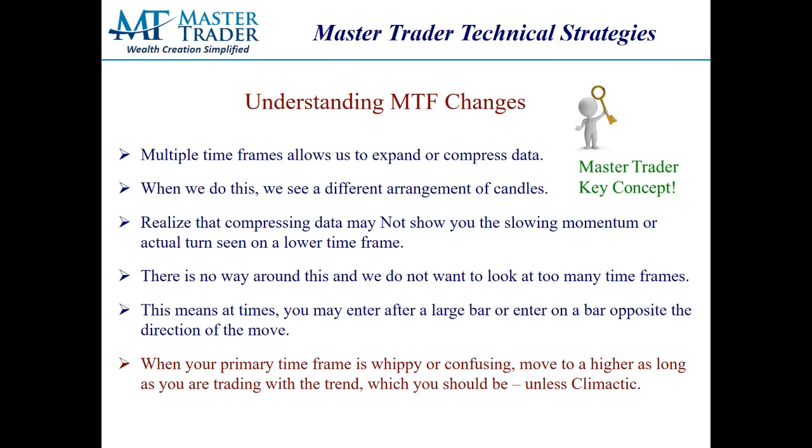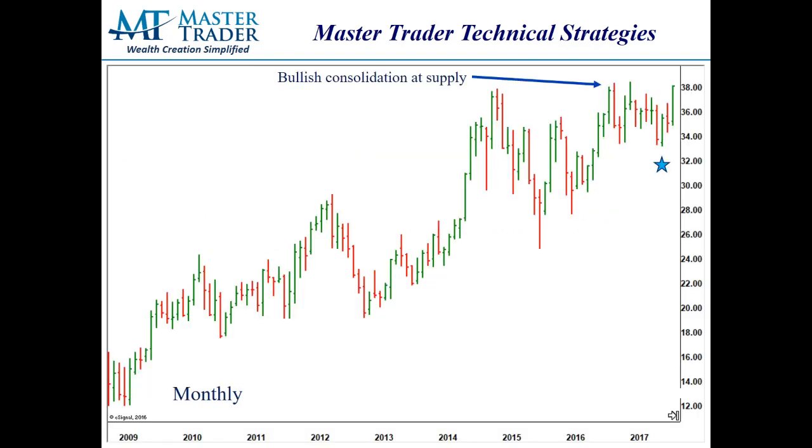And we could then be moving down to a lower time frame to add at the appropriate time. So when our higher time frame, or our primary time frame, is whippy, which will be confusing, we can then move to a higher time frame and compress that data, and it should bring clarity to what we're seeing. If not, we just don't trade. Now, if things are climactic, we then stand aside and wait for pullbacks.